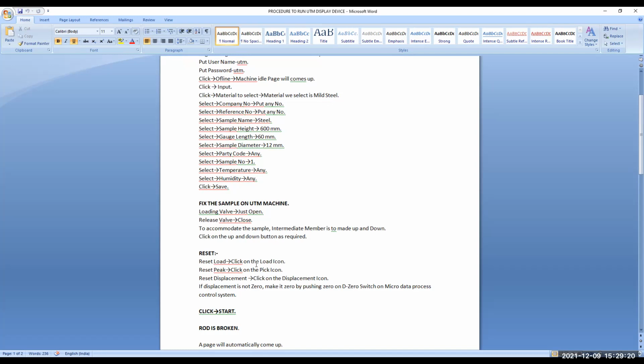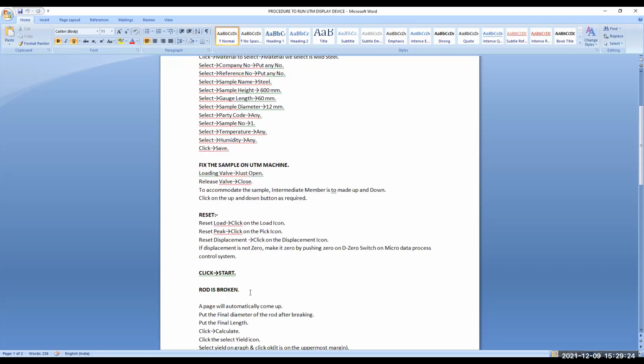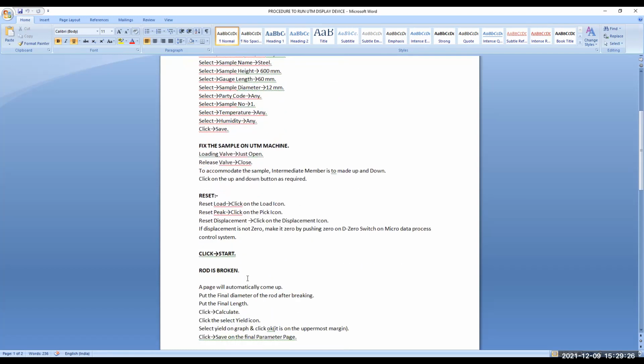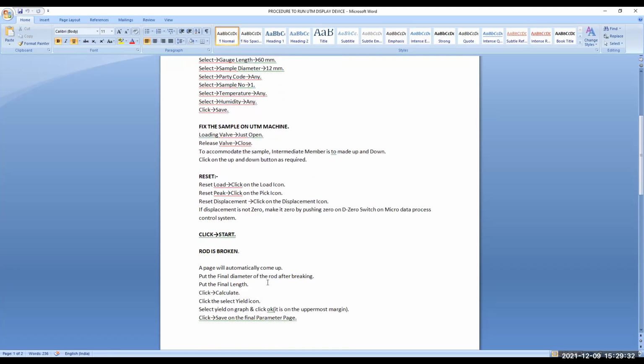Reset load, click reset peak, click on the peak arrow. Then click start. The rod is broken. A page will automatically come up. Put the final diameter of the rod after breaking. Put the final length and calculate.